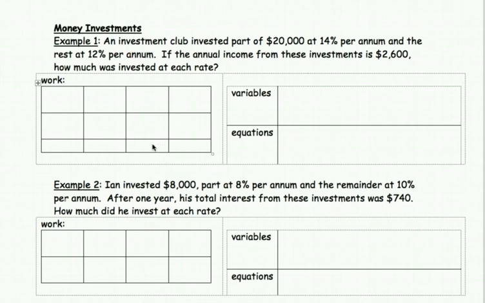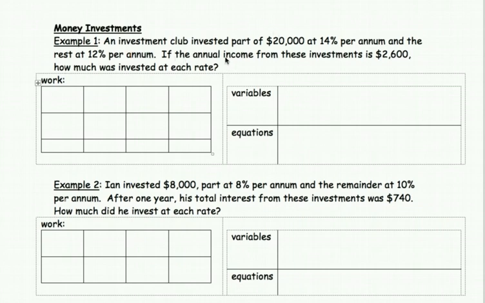Here's the first one. The investment club invests part of $20,000 at 14% per annum, and the rest at 12% per annum. If the annual income from these investments is $2,600, how much was invested at each rate?